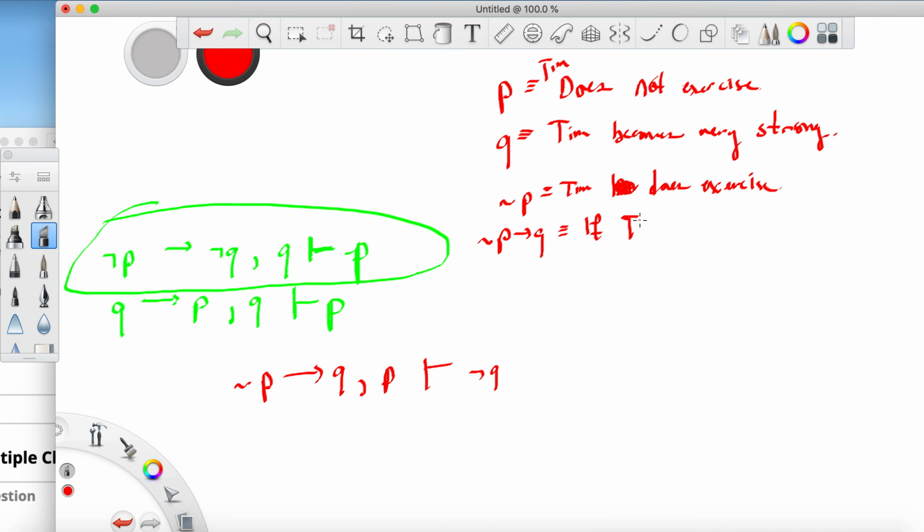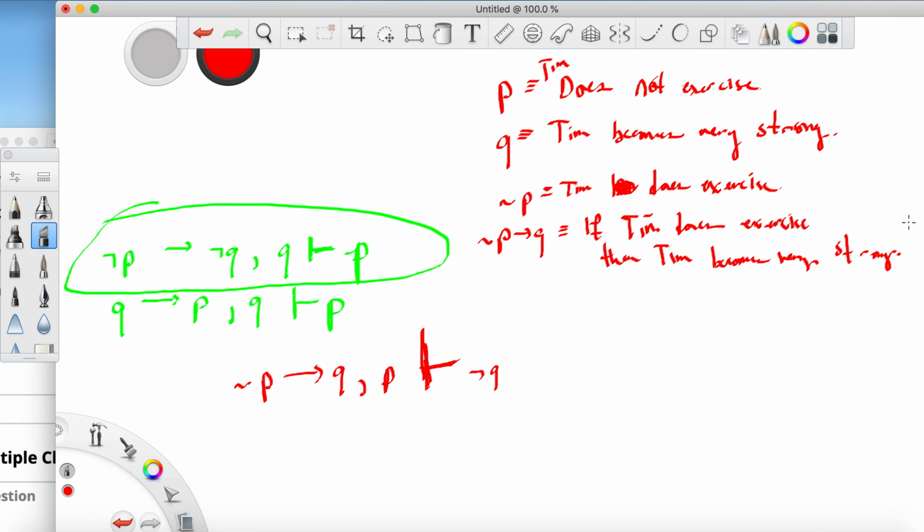So if Tim does exercise, then Tim becomes very strong. Okay, so we're assuming, so anything on the left-hand side, you're allowed to assume. And these seem like pretty reasonable assumptions. You know, if you exercise, you'll become strong.